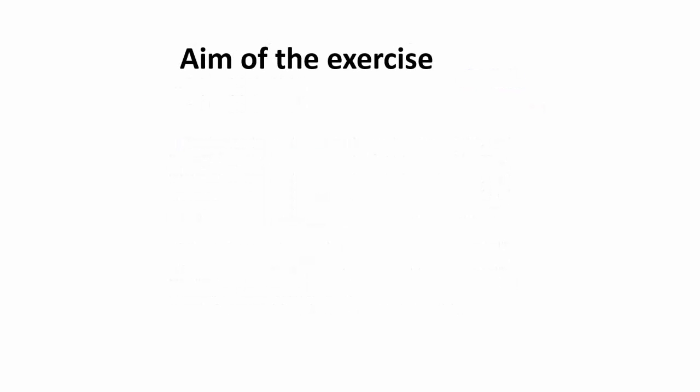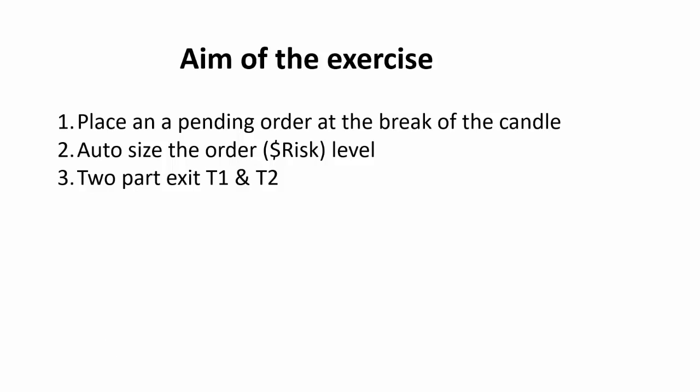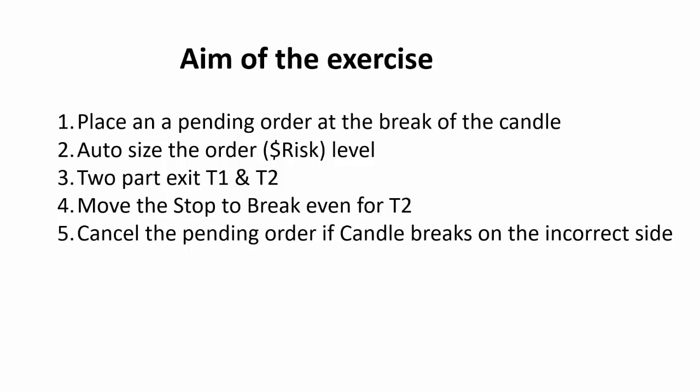Okay, so the aim of this exercise is as follows. One, to place a pending order at the break of the candle. Two, to auto size that order to the risk level that you want in terms of dollars. Three, have a two-part exit, T1 and T2, to whatever levels you specify. Four, move the stop to break even after T1 has been reached as we aim for our second target of T2. And finally, if we get a break on the original candle in the wrong direction, then we want to cancel out the entire order and it is not valid.